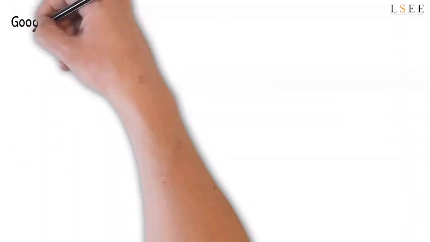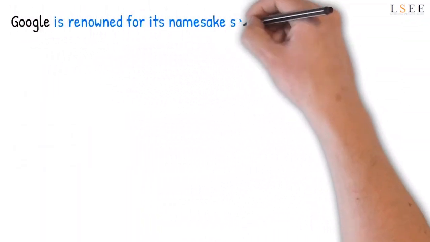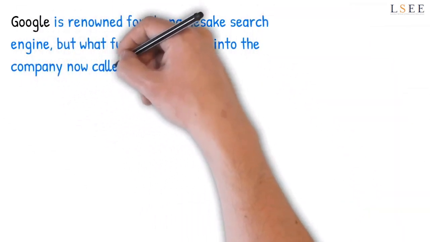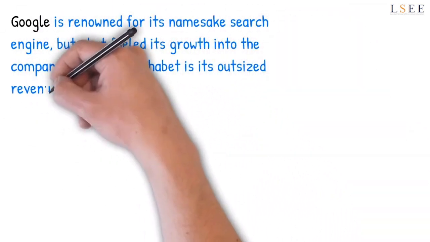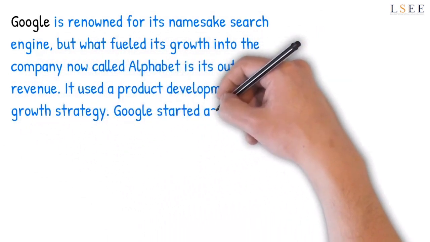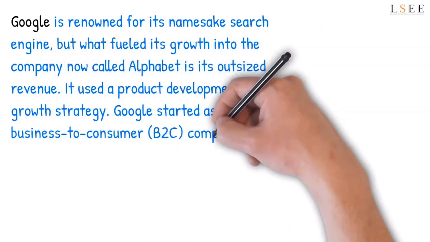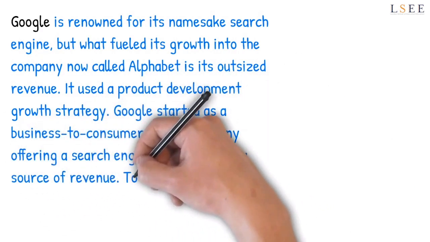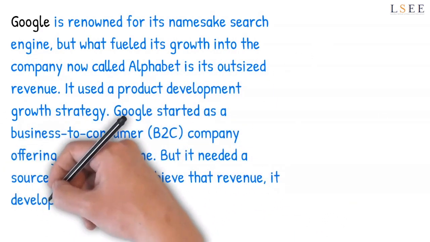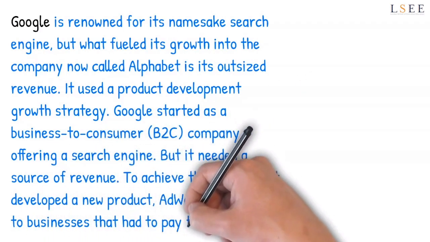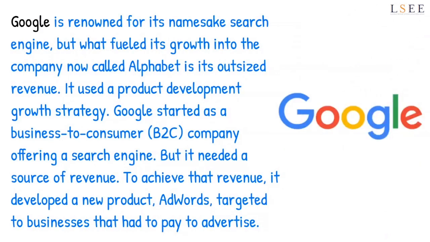Google is renowned for its namesake search engine, but what fueled its growth into the company now called Alphabet is its outsized revenue. It used a product development growth strategy. Google started as a business-to-consumer, B2C, company offering a search engine. But it needed a source of revenue. To achieve that revenue, it developed a new product, AdWords, targeted to businesses that had to pay to advertise.